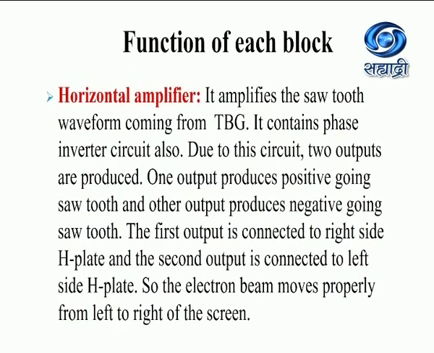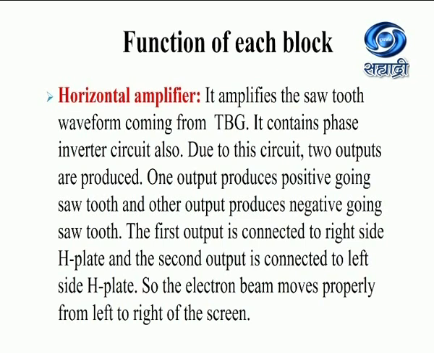Then we have the horizontal amplifier. It amplifies the sawtooth waveform coming from the TBG, that is, the time-based generator. It contains a phase inverter circuit also. Due to this circuit, two outputs are produced. One output produces a positive-going sawtooth and the other output produces a negative-going sawtooth.